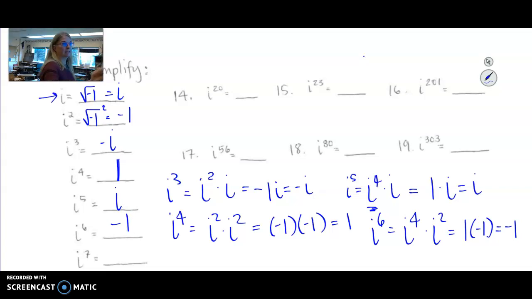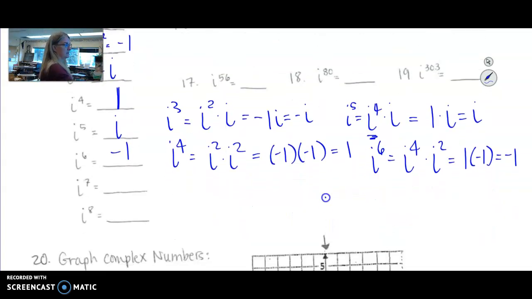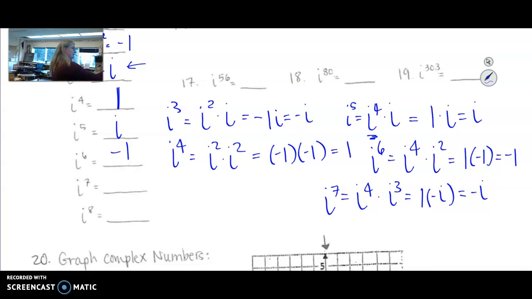So keep going here. I to the seventh, I'm going to write as i to the fourth times i to the third. I to the fourth, remember, is 1, and i to the third is -i. So 1 times -i is -i. And i to the eighth you could write as i to the fourth times another i to the fourth. That's 1 times 1, so i to the eighth is 1.